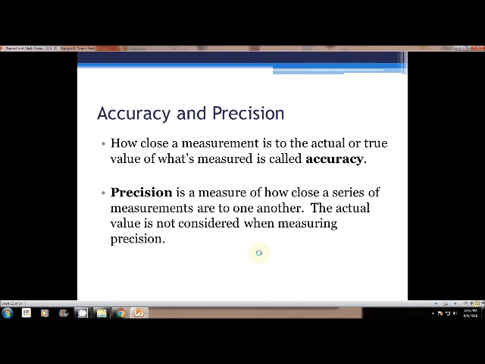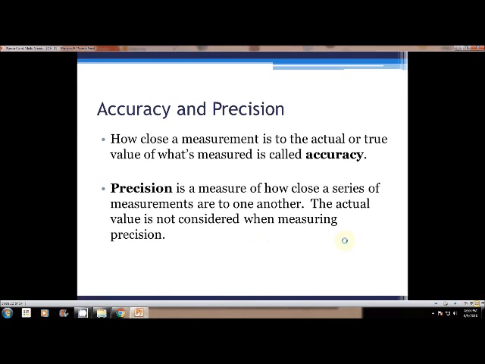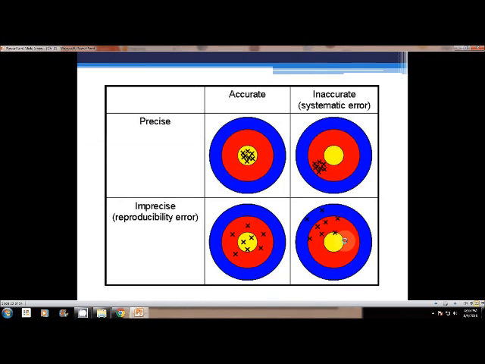You can be very accurate but not precise. Or you could be very precise but not accurate. Or you could be both. Or you could be neither. So this kind of shows you that, okay? So we have our accuracy, inaccurate, and then precise and imprecise.